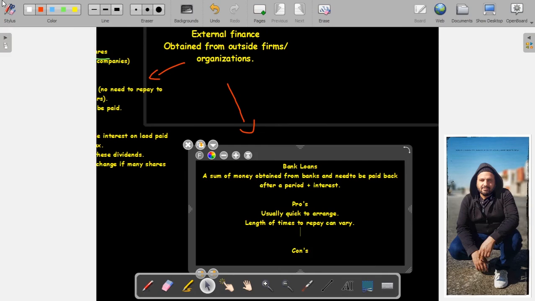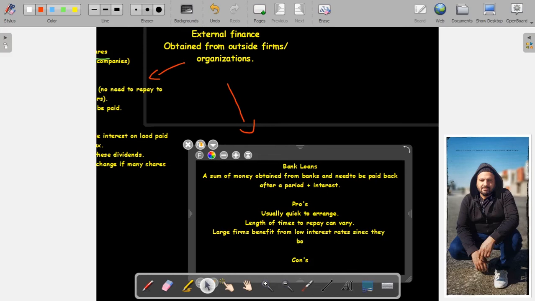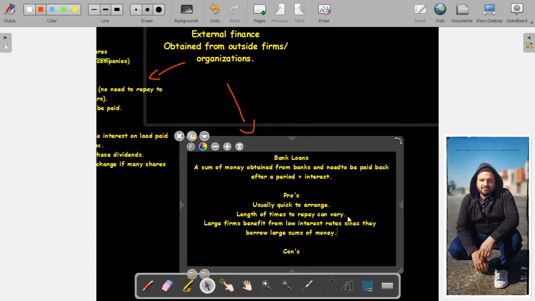So large firms benefit from low interest rates since they borrow large sums of money. This is the advantages of using bank loans as a way to finance the business.